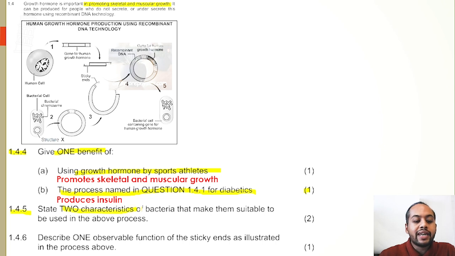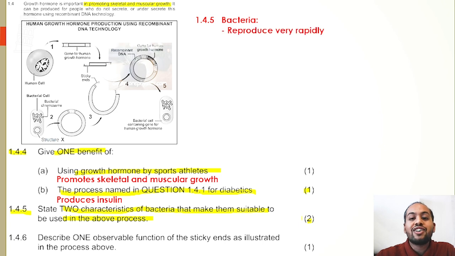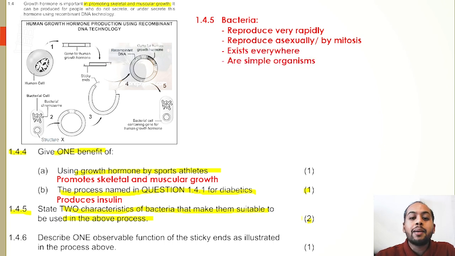1.4.5 State two characteristics of bacteria that make them suitable to be used in the above process. So what does bacteria have that allows them to be used suitably in the above process? Firstly, they reproduce very rapidly. Secondly, they reproduce asexually or by mitosis. Bacteria exist everywhere. They are simple organisms. And DNA is in the form of a plasmid.